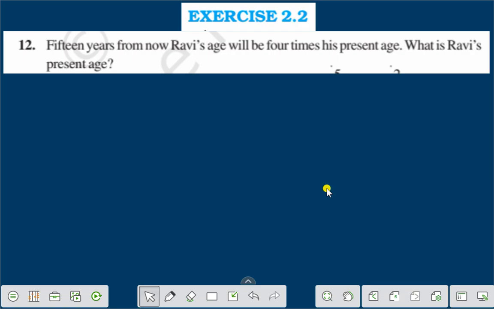Hello everyone. Today I'll discuss exercise 2.2 question number 12. 15 years from now, Ravi's age will be 4 times his present age. What is Ravi's present age? Let us find.